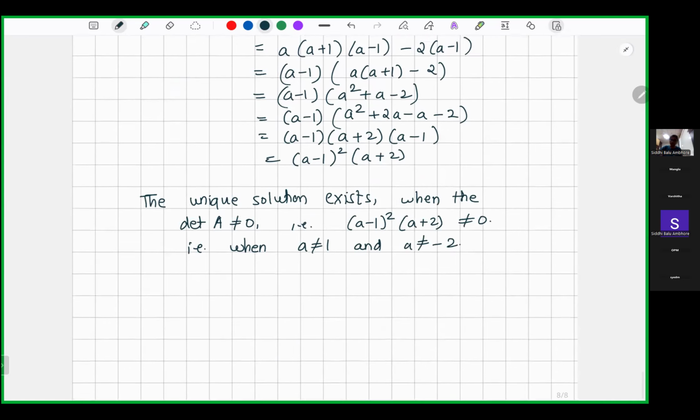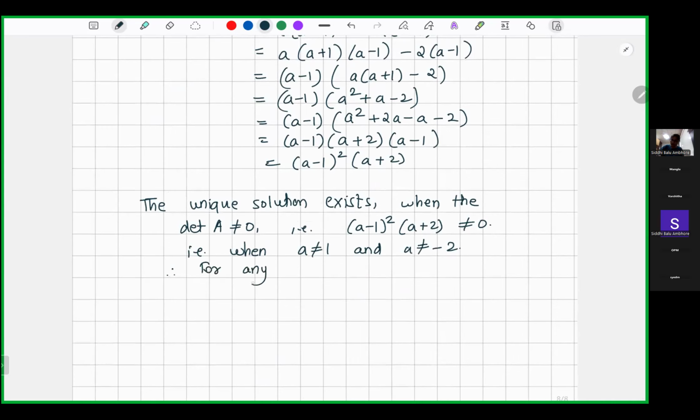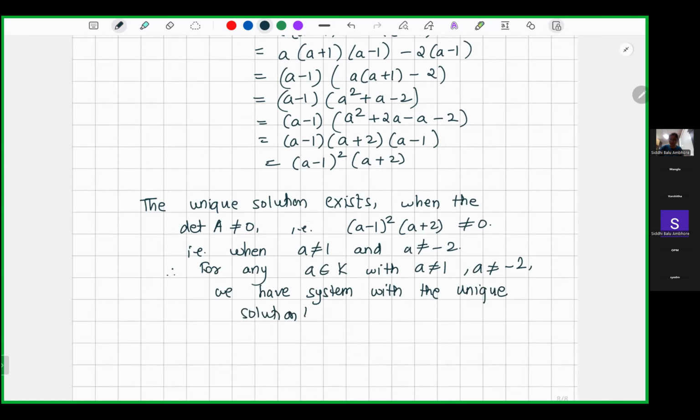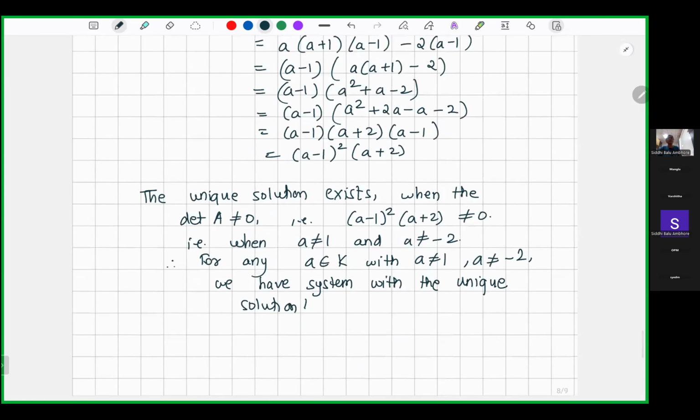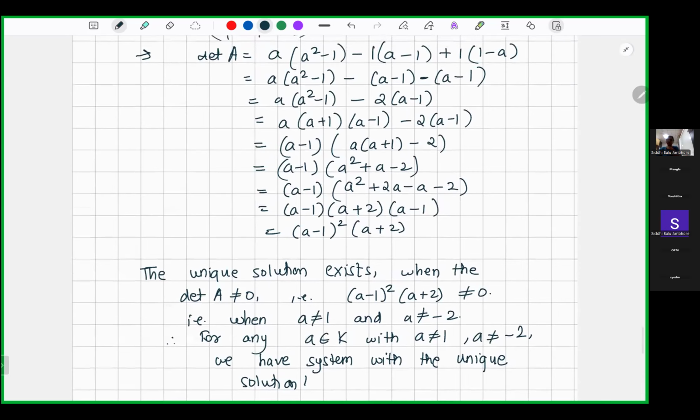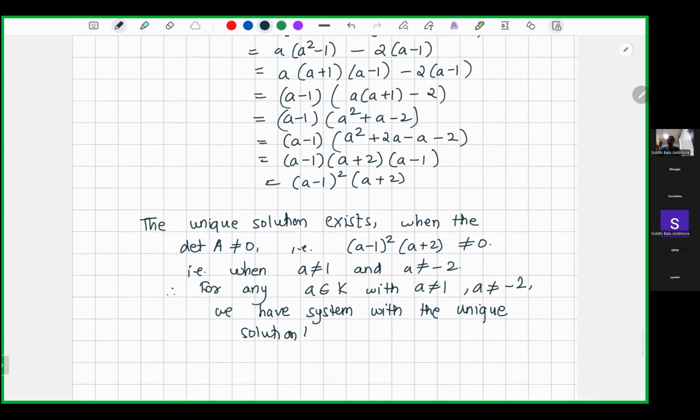Except for these two, therefore, for any A in K with A not equal to 1 and A not equal to minus 2, we have the system with the unique solution. Is this okay? We want determinant to be non-zero for matrix to be invertible and hence the solution to exist. So that's what we did here.